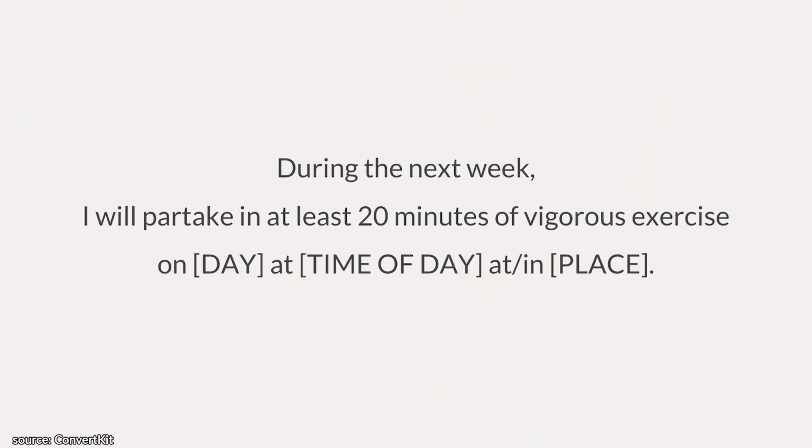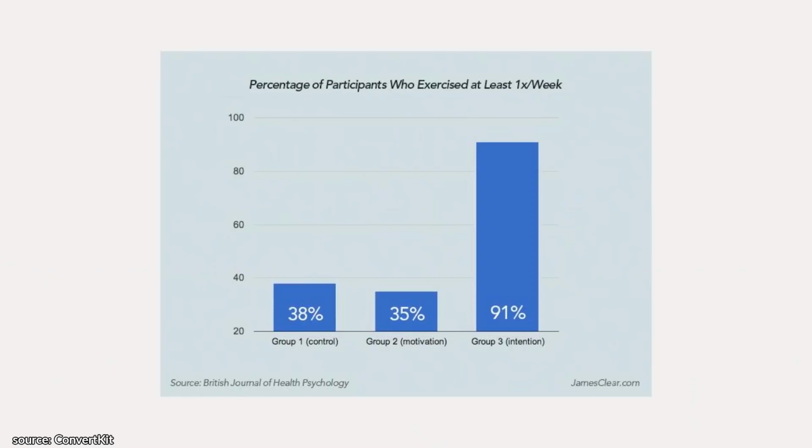So this is the motivated group, right? The third group, they got the same presentation, so they were equally motivated, and then they did one thing differently. And that one thing was they filled out this sentence. They said, during the next week, I will partake in at least 20 minutes of vigorous exercise on this day, at this time, in this place, right? They specifically stated their intention to implement the behavior. So implementation intention. Here's what happened.